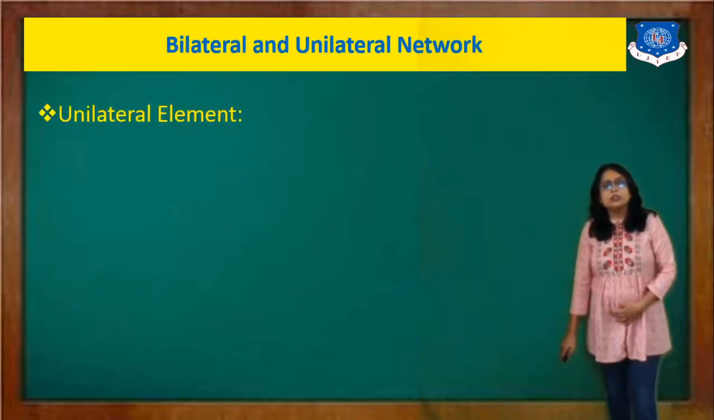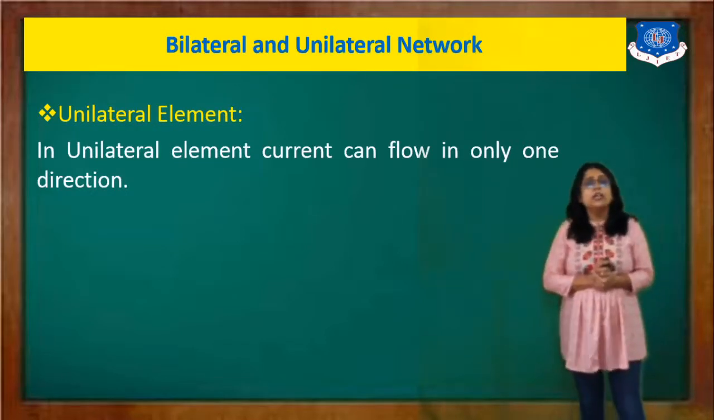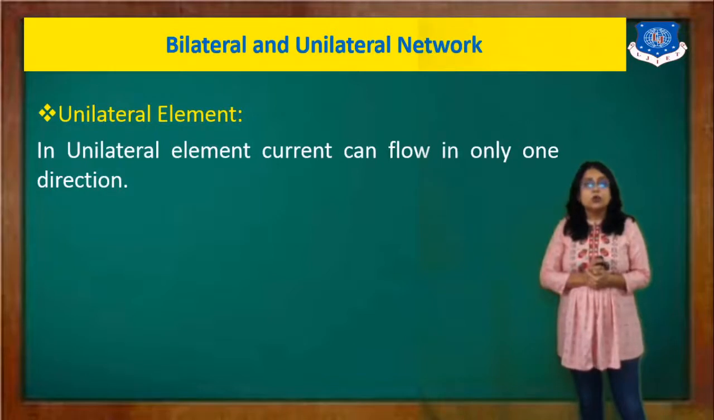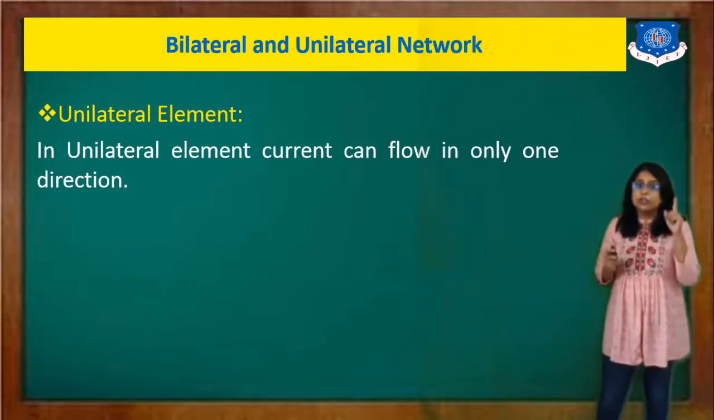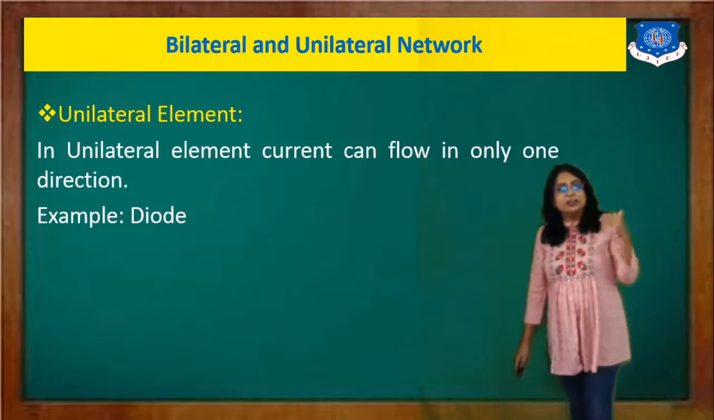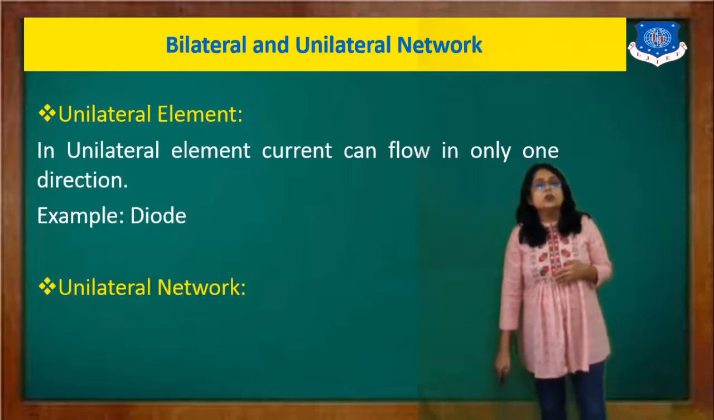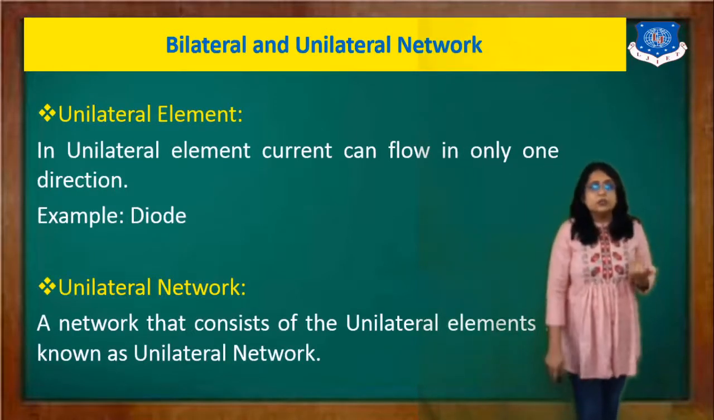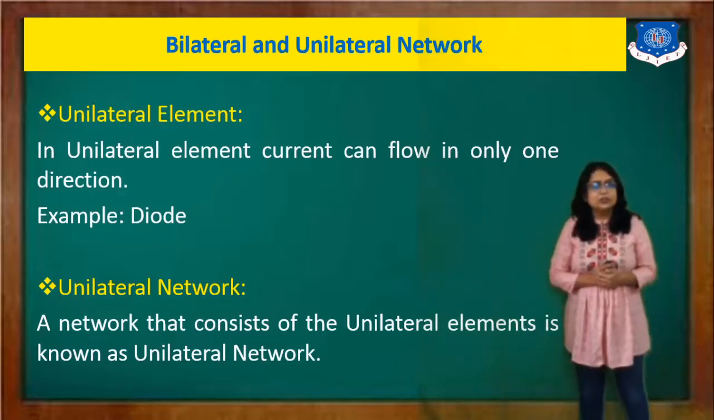Now next is what? It's a unilateral. In a unilateral element, current can flow in only one direction. Okay, now recall the element. You have already studied that element. Which is that element in which the current can flow only in one direction? Yes, it's a diode, whether it works in forward or reverse bias. So a network that consists of a unilateral element is known as a unilateral network.